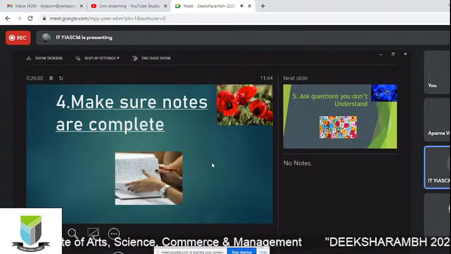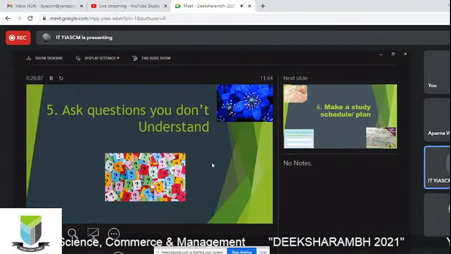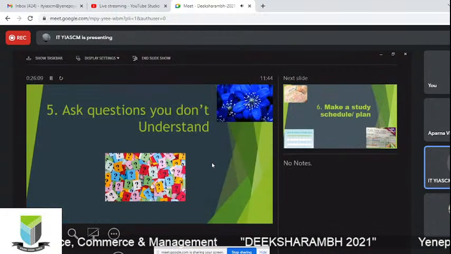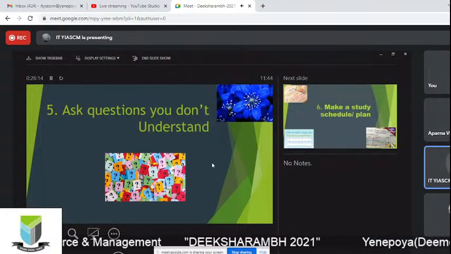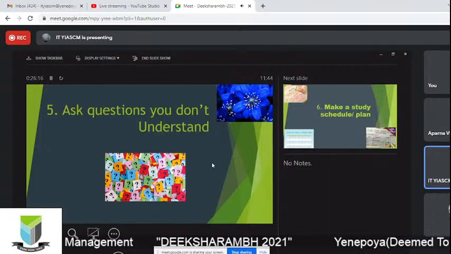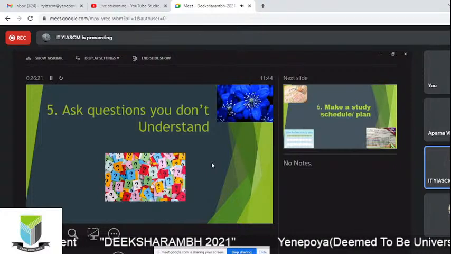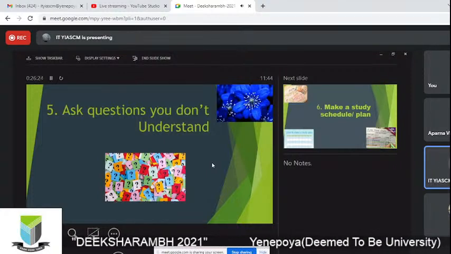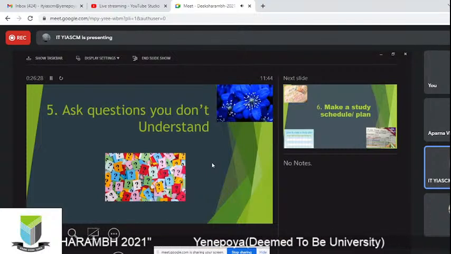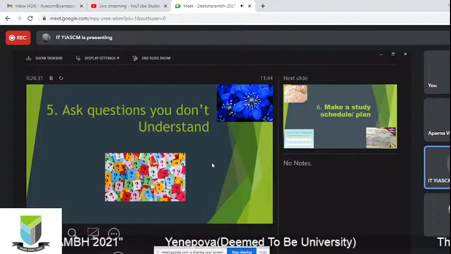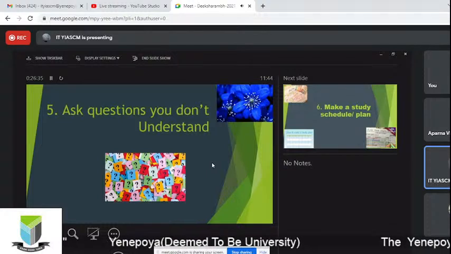You must complete the notes whenever you get the time. The next tip we already discussed: ask questions you don't understand. Different students are there in the same class, and they have different characters. Some students ask questions in front of others, but some students hesitate to speak in front of others. So they will ask the questions after the class.